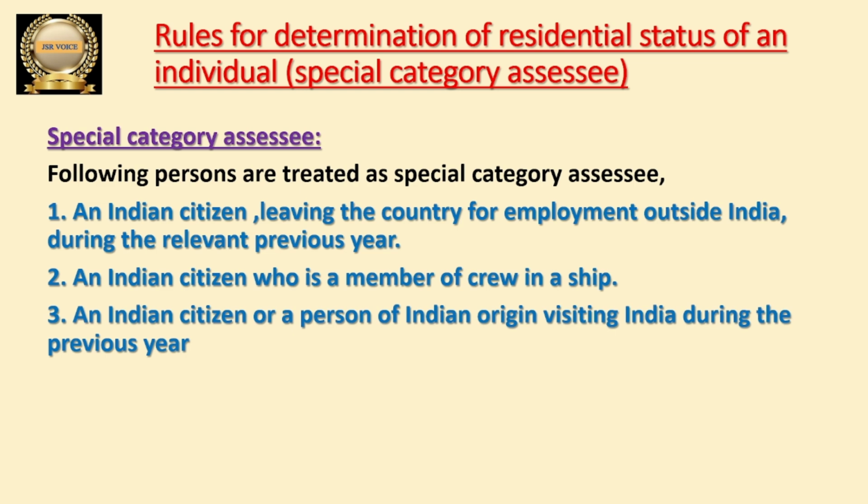Let us go to the third one: an Indian citizen or a person of Indian origin visiting India during the previous year. So he actually is living in foreign countries, and now he is visiting India during the previous year. These 3 people are going to come under the special category. Other than these 3, all the remaining come under general category assessees. If any person comes under these 3, we call him a special category assessee. For determination of residential status of these special category assessees, we have a set of rules. Let us discuss what those are.